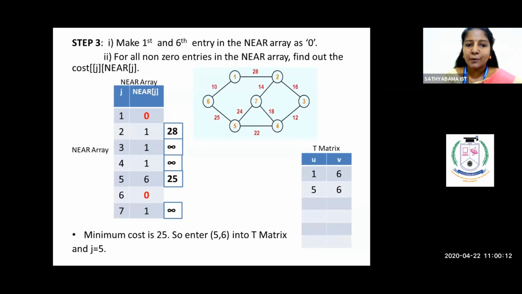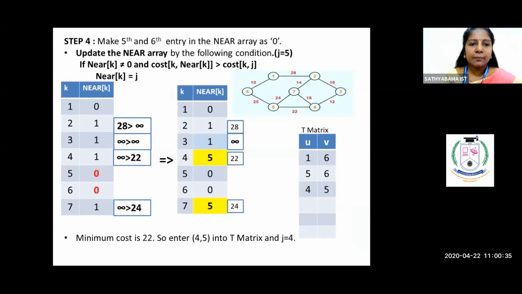So what is the corresponding edge? The corresponding edge for 25 is 5,6. So enter that 5,6 into the T matrix. So far 2 entries we made in the T matrix. The first one is 1,6 and the second is 5,6. Now in the next step, hereafter we are going to follow this step only.